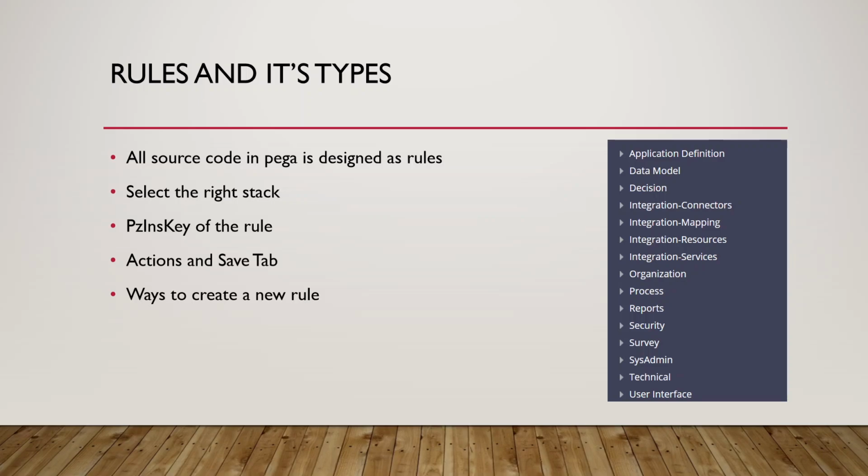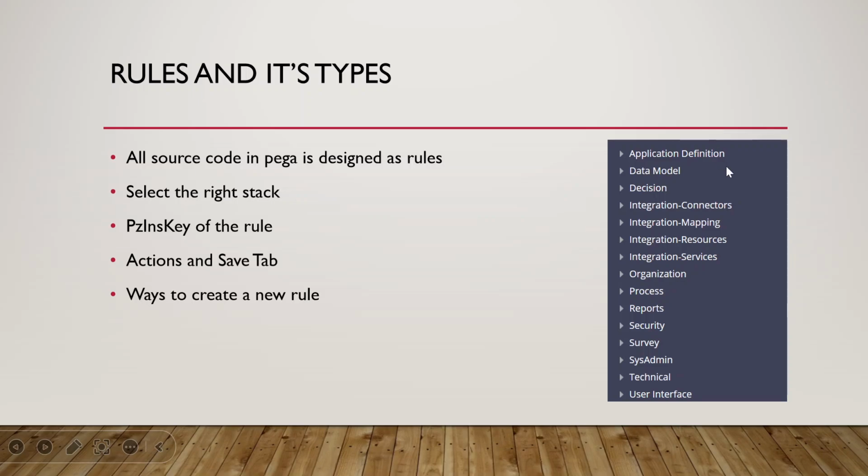In Java, if you consider, we have different properties, different functions. The way you develop Java code, where you will be using the properties, functions, and libraries, in a similar way, the things that you use in Java, terminology-wise, we use those things as rules in Pega. So it's very important for us to understand which type of rule we need to select.